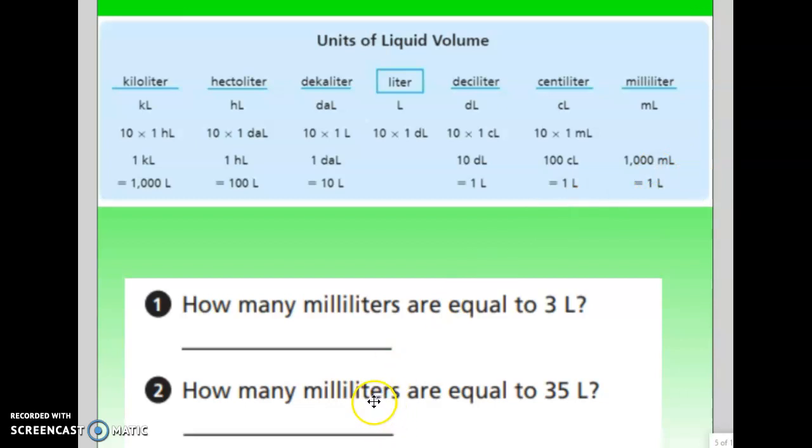Now, think about this one. How many milliliters are equal to 35 of these? If there's 1,000 in each liter, how many milliliters are in 35 liters? 1 liter is 1,000 milliliters. 2 liters is 2,000. 3 liters is 3,000. How many milliliters are equal to 35? Well, for every liter there's 1,000, and I have 35. 35 times 1,000, 35,000. That's how you convert that.